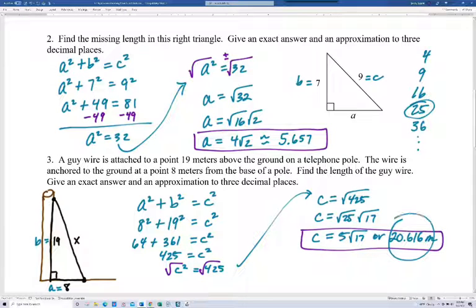The numerical answer, 20.616, is more meaningful to us because we don't really know what the number 5 times square root of 17 is. What is that number? So in this case, the decimal form makes more sense. Okay, let's move on to number 4.